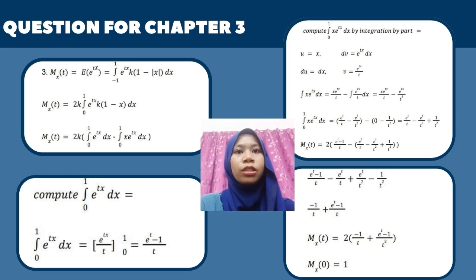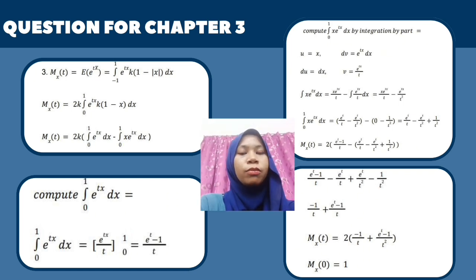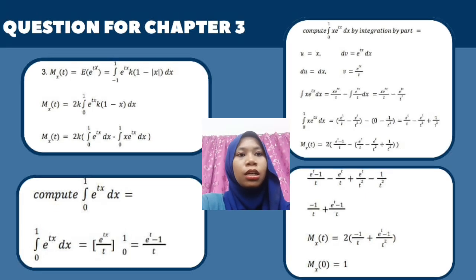Once we have both integrals, we substitute them back into the main formula and simplify. After simplifying all the terms, we get the final expression for the moment generating function. M(t) is equal to 2 times negative 1 over t plus e to the power of t minus 1 over t squared. So, M(0) is equal to 1.